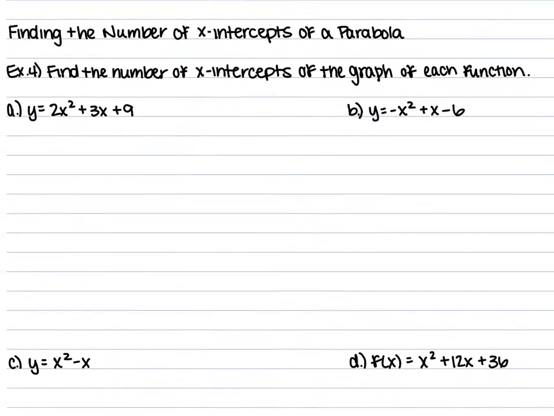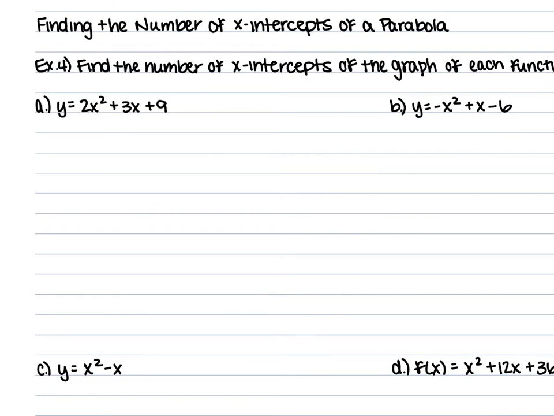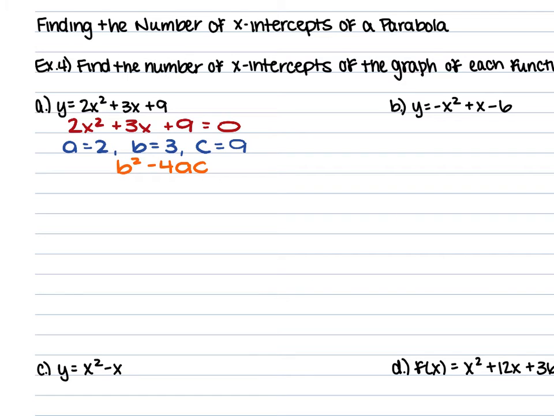So if we look at example A, we're given y is equal to 2x squared plus 3x plus 9. We're going to turn the y into 0. So we have 2x squared plus 3x plus 9 is equal to 0. Our a is 2, our b is 3, and our c is 9. Use your discriminant, so b squared minus 4 times a times c. Plug in your values. We're going to have 3 squared minus 4 times 2 times 9.